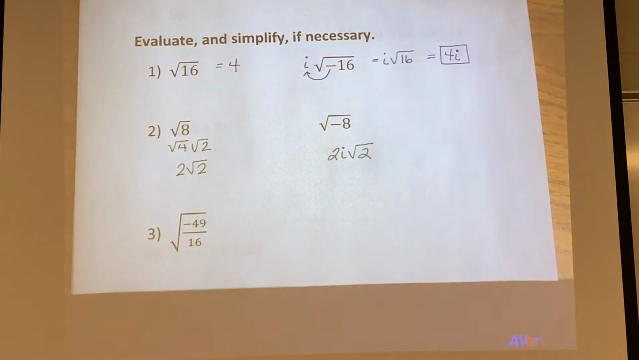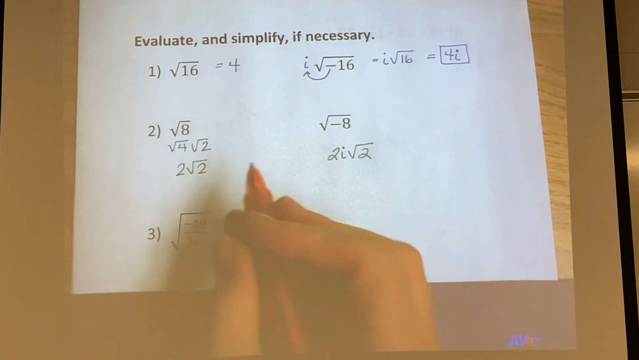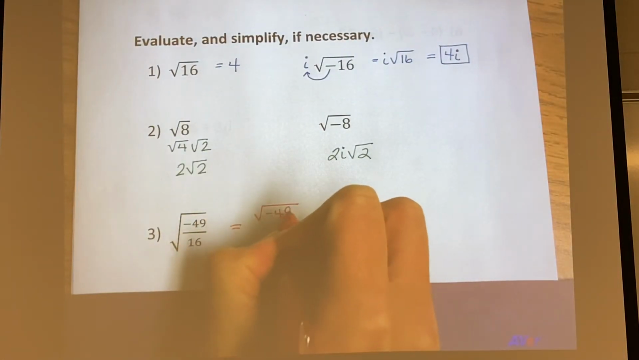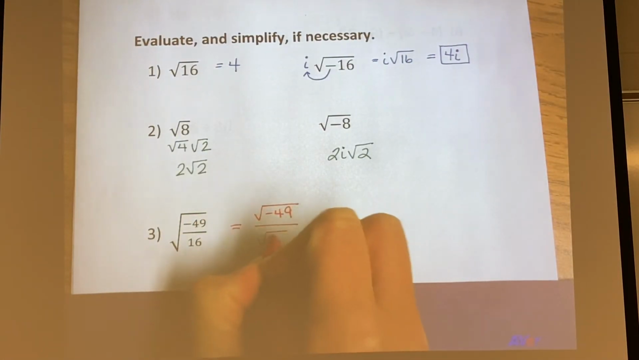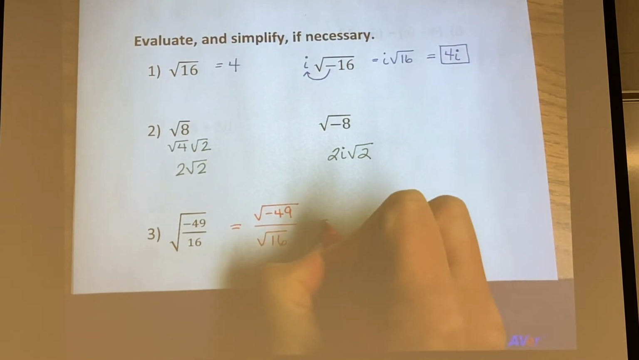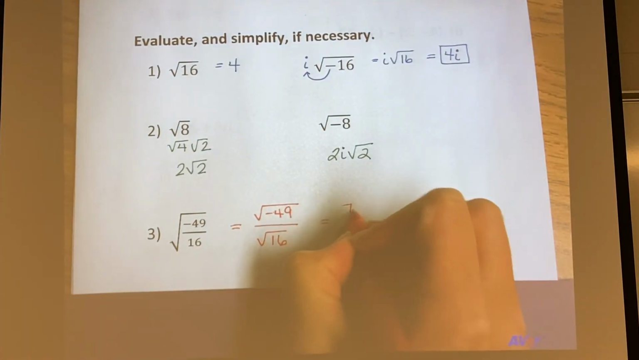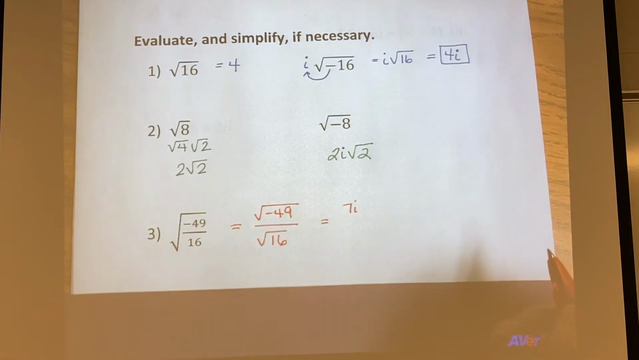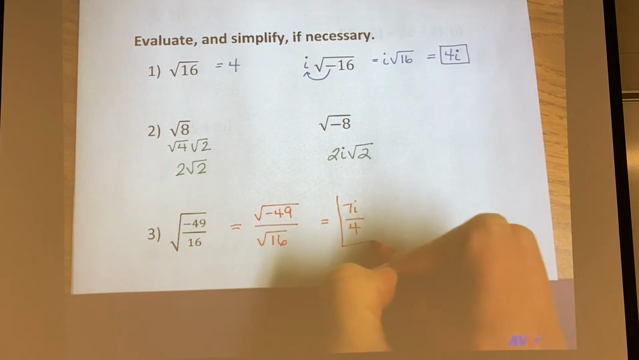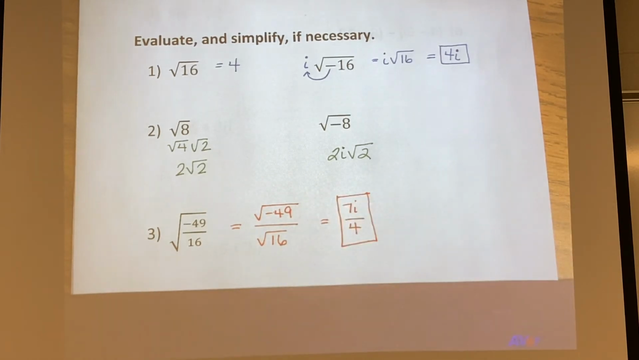When you have a fraction under a radical, you can do each part individually. So you can take the square root of the top separate from the square root of the bottom. So let's do our numerator first. Square root of negative 49. We know the square root of 49 is 7. Since it has a negative, it would be 7i. And then the square root of 16 is 4. So we end up with 7i divided by 4.